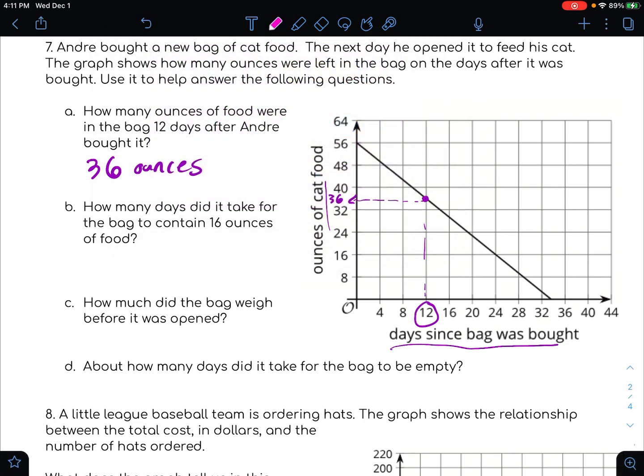Okay, about how many days did it take for the bag to contain 16 ounces of food? All right, so 16 ounces is right here, so let's follow that in the reverse direction. Okay, that's right there, so that would be 24 days.